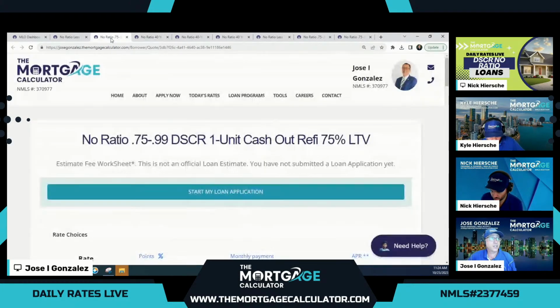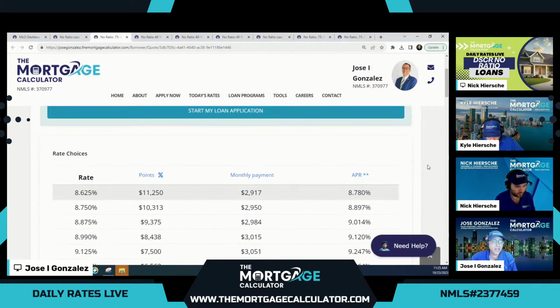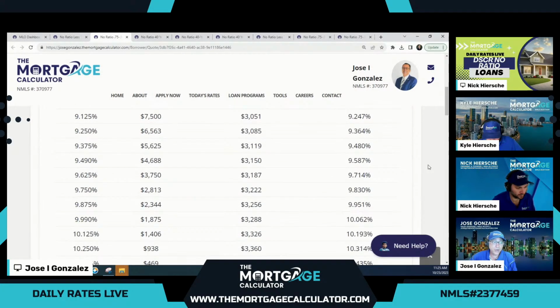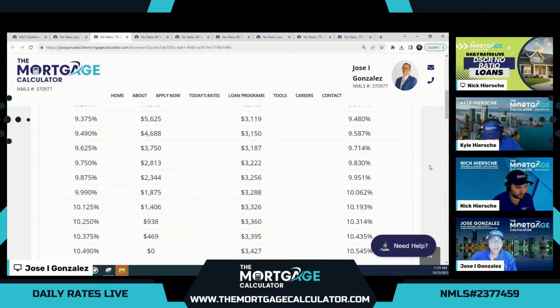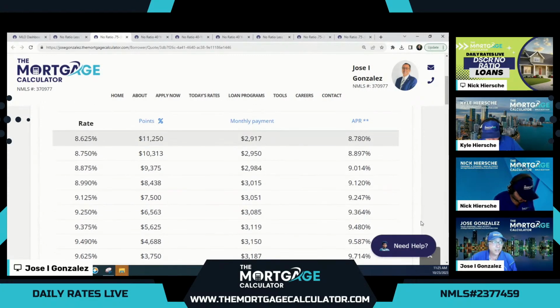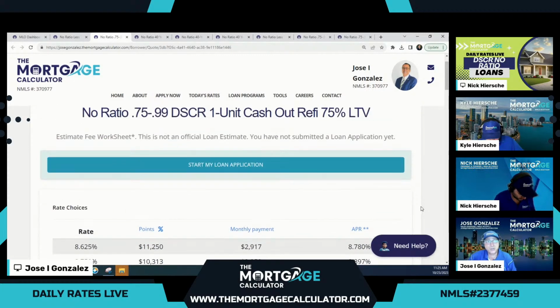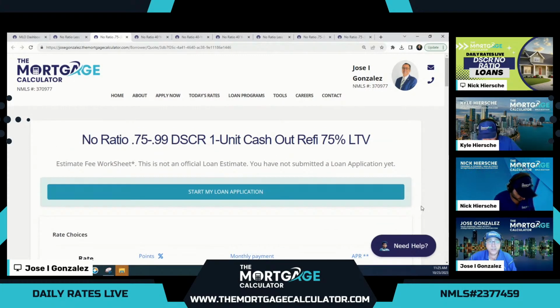And last but not least, I'll throw in a couple of refi options for you. Now, you will note something pretty cool about the 0.75 to 0.99 DSCR option. This particular option has the same LTV, whether you're going purchase or whether you're going refi with this particular investor. So we have 10.49 is our par rate, and you can buy that down to 8.625.